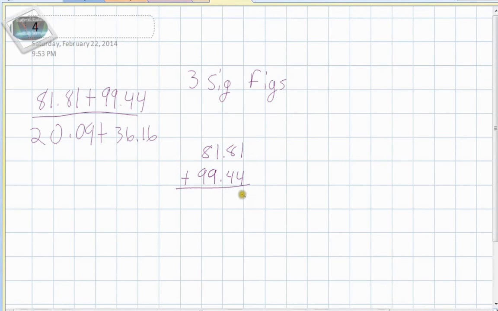So 1 plus 4 is 5. 8 plus 4 is 12, so we're going to bring up the 1. 9 plus 2 is 11. We're going to bring up the 1. 17 plus 1 will give us 18. Okay, so that's the first part. So now let's do the bottom. So we have 20.09 and we have 36.16. We're going to add, just straight and simple, 9 plus 6 is 15. Bring up the 1, we have a 2. That's 6, and that's 5.